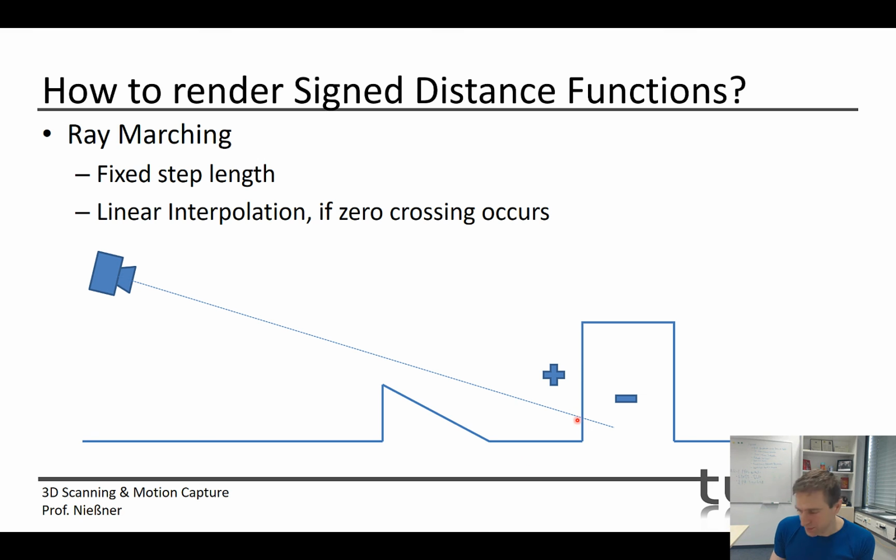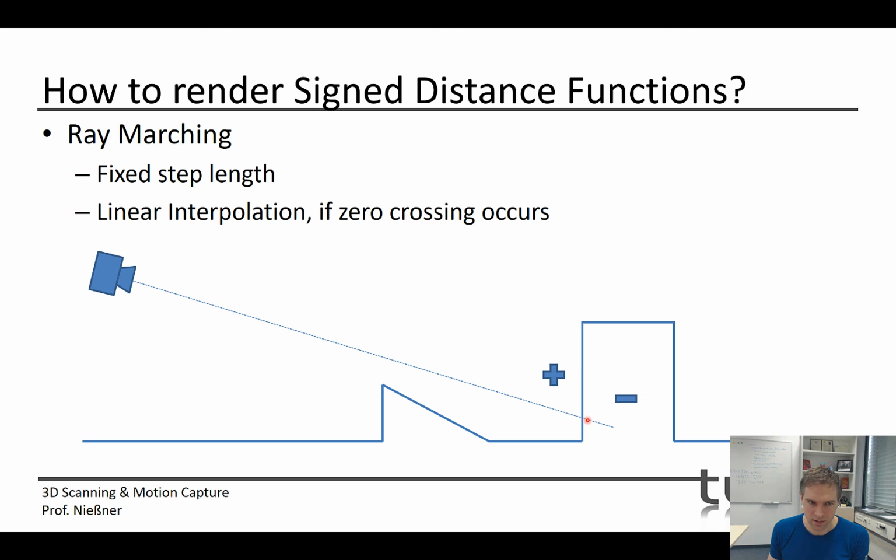So basically, you know the distance value here, you know the distance value here, and now you interpolate linearly between these distance values. That tells you a much better approximation of where it is. It's neither here nor here, but it's somewhere in between. You can even do other things. You can even do a binary search, right? So you can say, oh, it wasn't here, but it was in between.